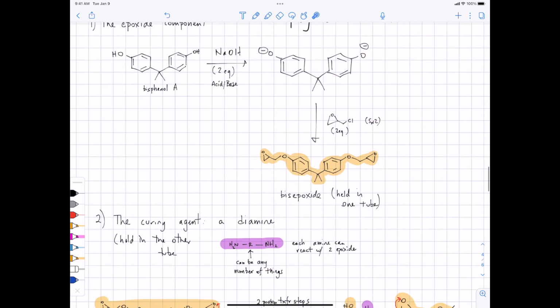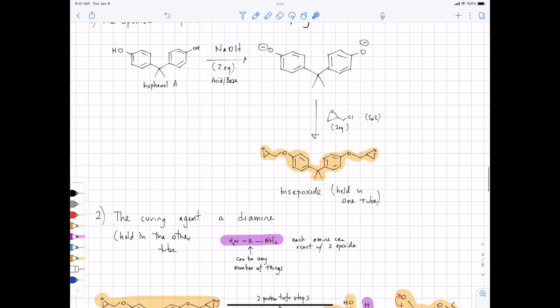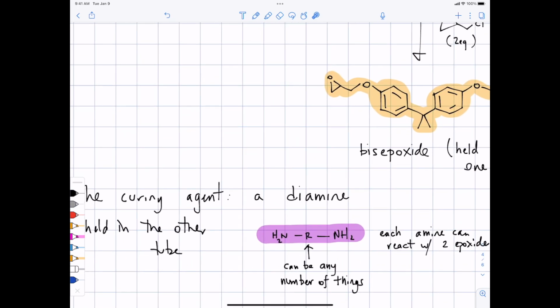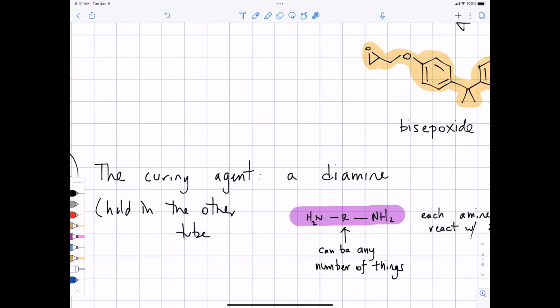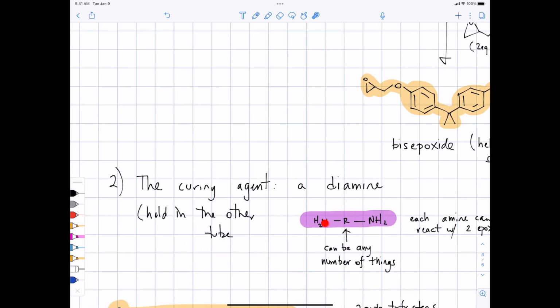Then in the other tube, you've got a nucleophile that can react with the epoxide. This is a curing agent, and it's usually a diamine where R can be any number of things and proprietary, but it connects the two amines to each other. You've got a nucleophile with two ends, you've got an electrophile with two ends. So now you're seeing the possibility of polymerization.